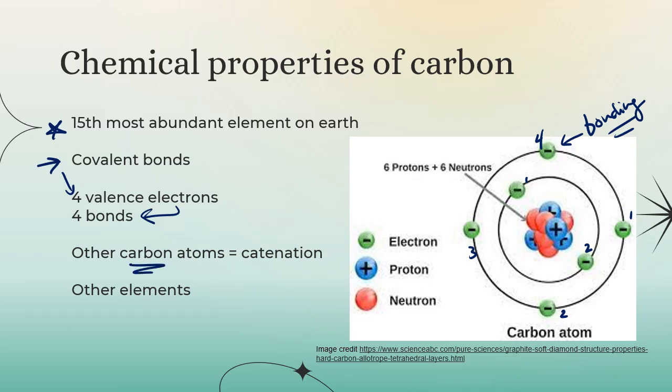It can share with other carbon atoms. We can actually make crazy long chains of carbons. That's called catenation. Carbon can also share with other elements, and so it's super versatile and allows us to have all of the variety of molecules that we need to be alive.